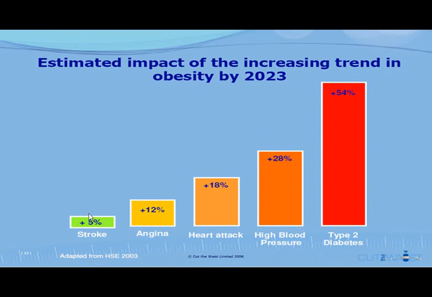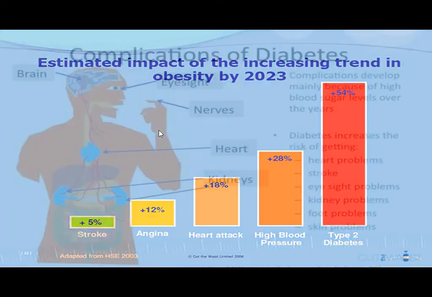We're talking about obesity. If you look here, by 2023, doctors are estimating that we'll have a 5% increase in the amount of strokes, 12% in angina, which is a clogging of arteries, 18% increase of heart attack, 28% of high blood pressure, and a 54% increase over what we have today by 2023, caused by obesity, overweightness.